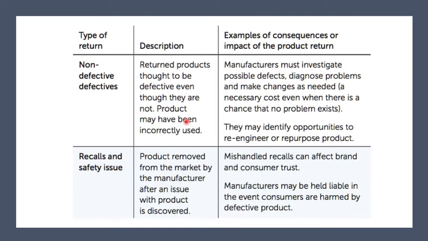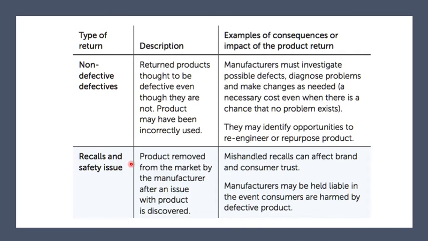Product may have been incorrectly used. And here is the example of consequences: the manufacturer must investigate the possible defect, diagnose the problem, and make changes as needed, and incur necessary cost even when there is a chance that no problem exists. They may identify an opportunity to re-engineer or repurpose the product.